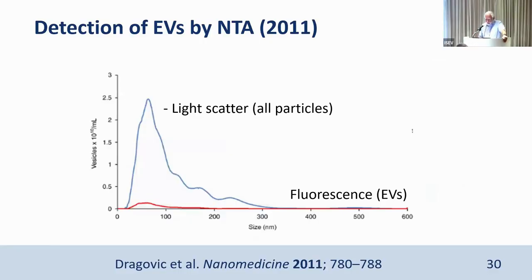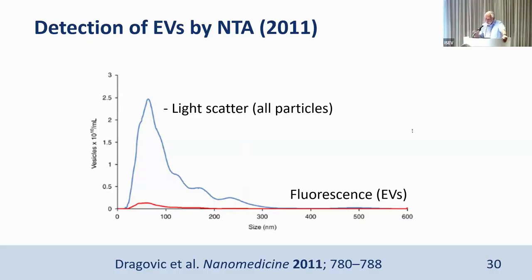Now, this is also, I think, beautifully illustrated by an already old paper from Rebecca Dragovic. I think she was the first to publish data by nanoparticle tracking analysis. And what you see here, this is the concentration of vesicles on the y-axis. Actually, it's wrong, it should be particles. And here you have the diameter of the particles that are being measured. Now, when you measure with an NTA, you measure all particles, and this is the light scattering profile you get. But these are mostly lipoprotein particles.